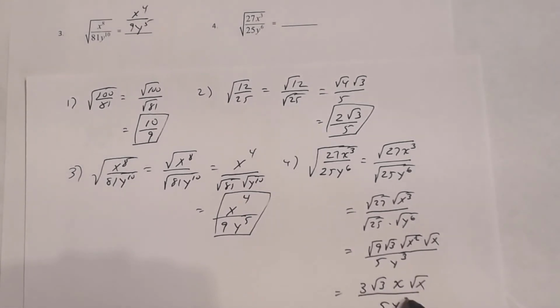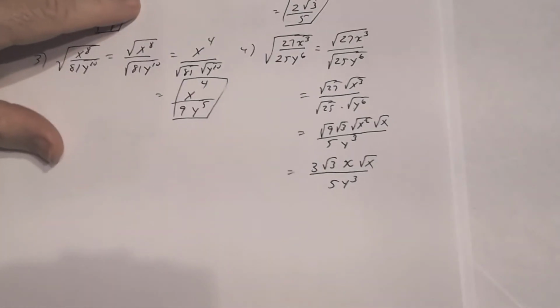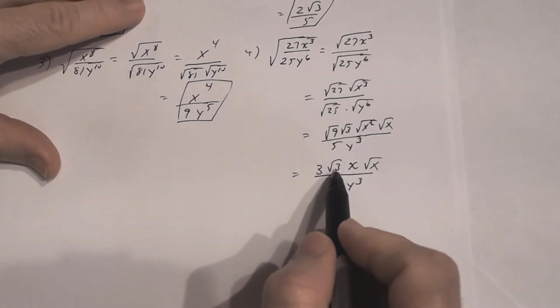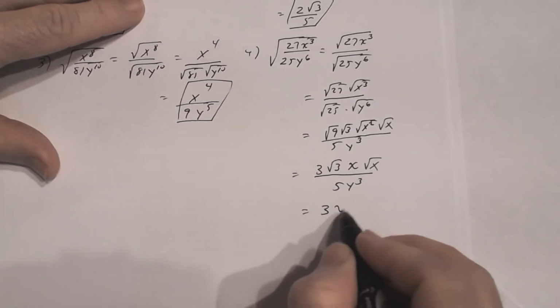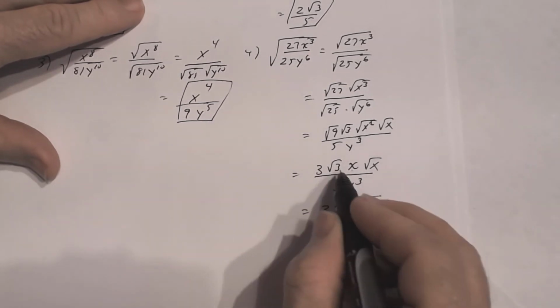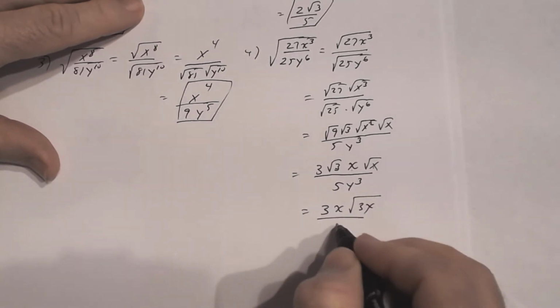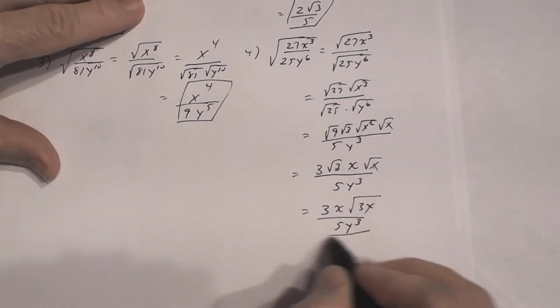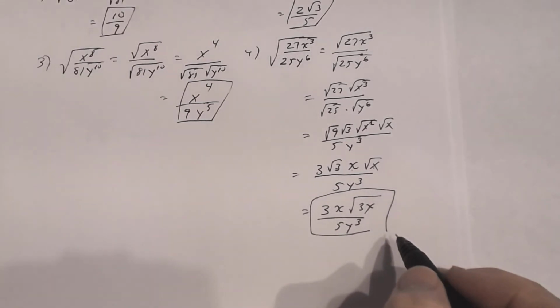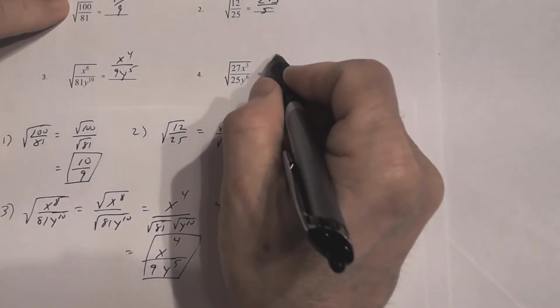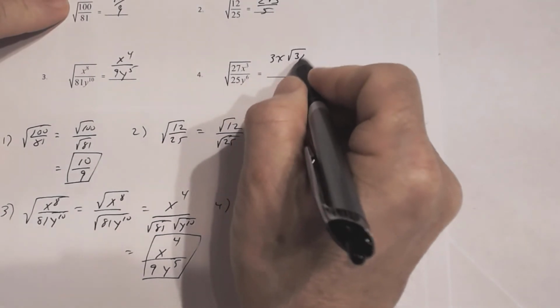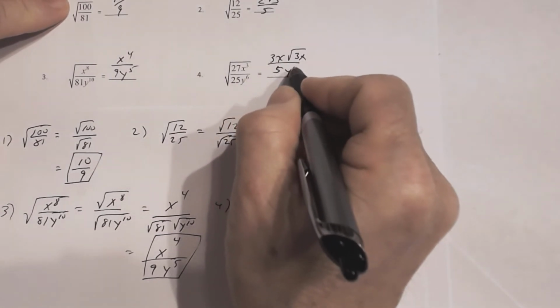divided by 5y cubed. Now again, do not leave your answer like this because, according to the product rule for square roots, the square root of 3 times the square root of x, I can write as one square root. So it'll be 3 times x, times the square root of 3x, divided by 5y cubed. And so that's the answer to number 4. So number 4, we have 3x, square root of 3x, divided by 5y cubed.